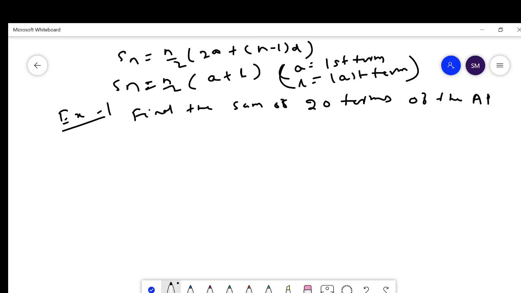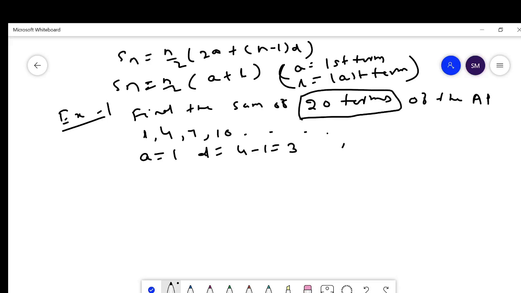The AP is given as 1, 4, 7, 10 in this way. Here the first term a equal to 1 and the common difference d is equal to 4 minus 1, which is 3. And there are n terms. How many terms? 20 terms are here. n equal to 20. Then we have to find out Sn.